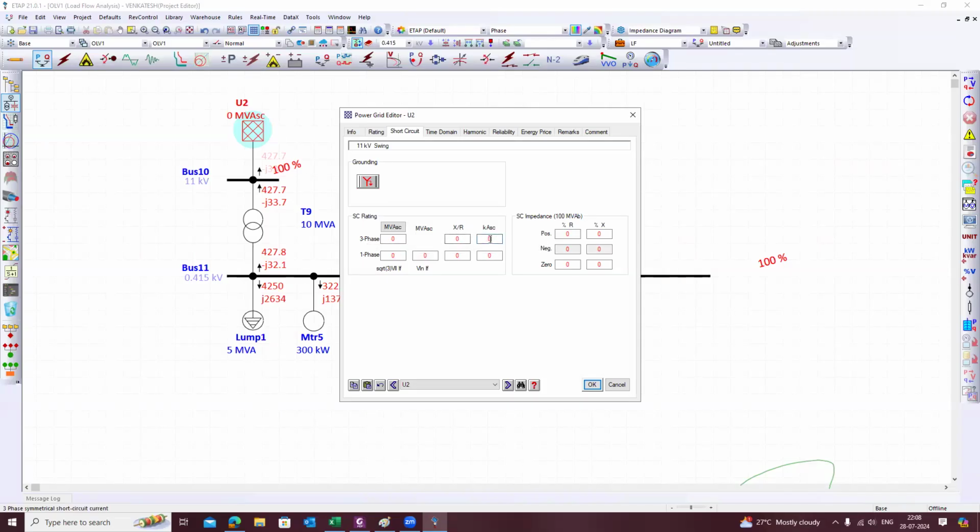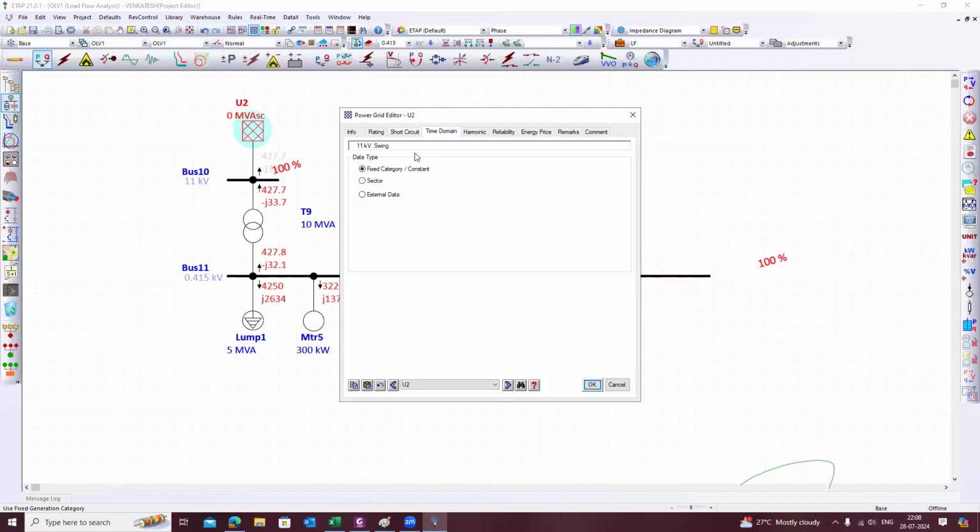If you know these parameters, suppose the short circuit contribution of the grid is 40 kiloampere and X by R is, let's suppose, 14, the short circuit MVA is calculated automatically, which is √3 into the voltage of this bus into the short circuit kiloamperes. That gives you the short circuit MVA, and correspondingly you can calculate the positive, negative, and zero sequence impedances.